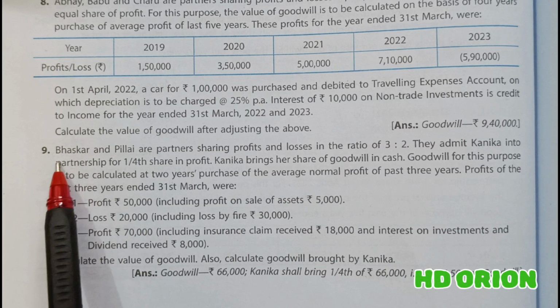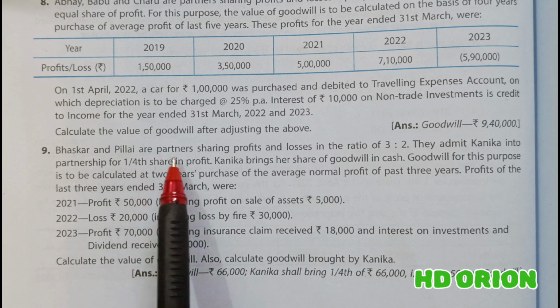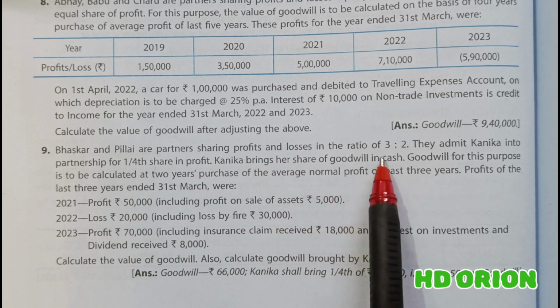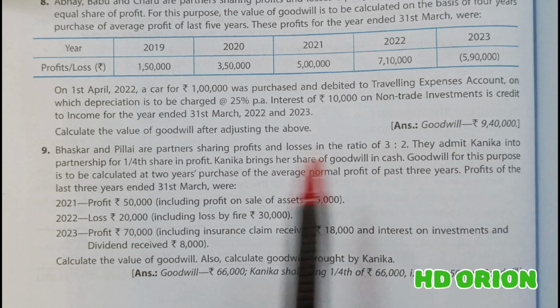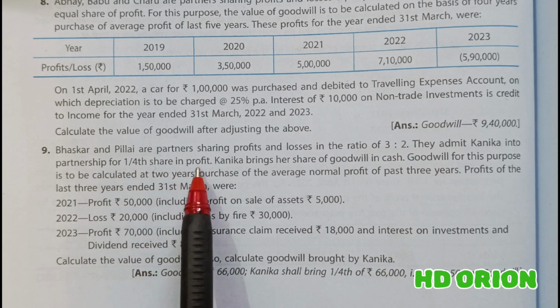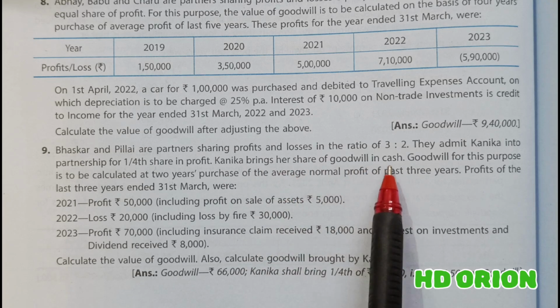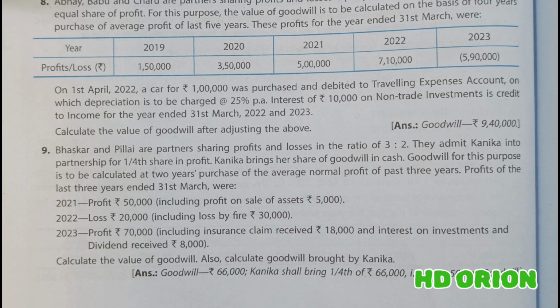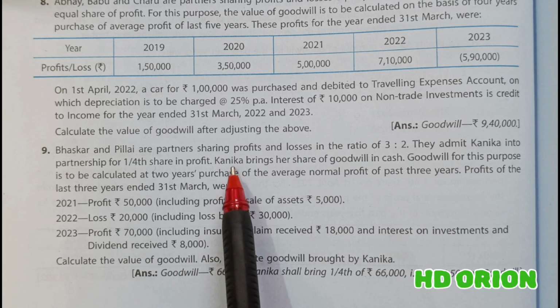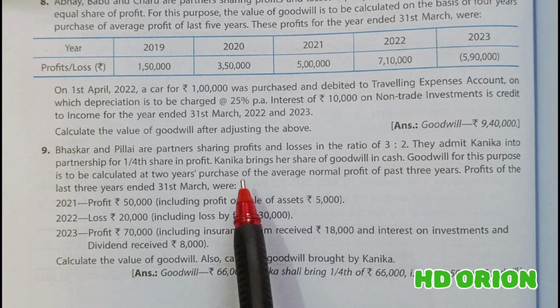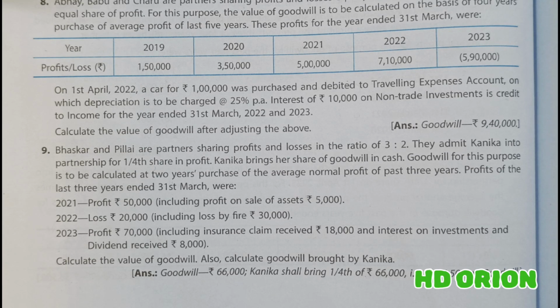Now let us see question number 9. Bhaskar and Pillai are partners sharing profits and losses in the ratio of 3:2. They admit Kanika into partnership for 1/4 share in profit. Kanika brings her share of goodwill in cash. Because Kanika is the new partner, admission of a partner demands calculation of goodwill. Whenever a new partner is admitted to the business, the partner has to bring his portion of goodwill, and for that purpose goodwill is to be calculated at that point of time.